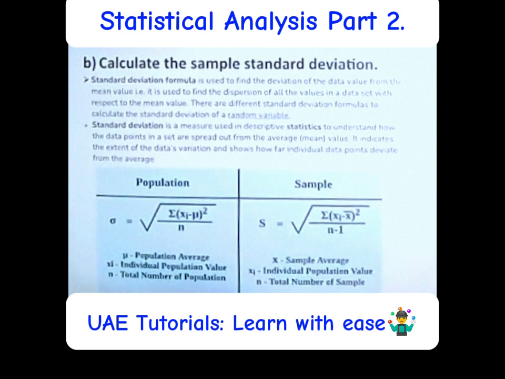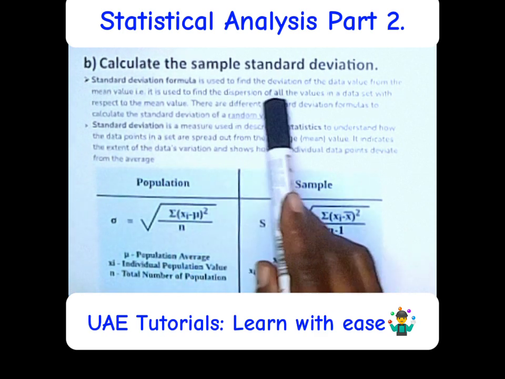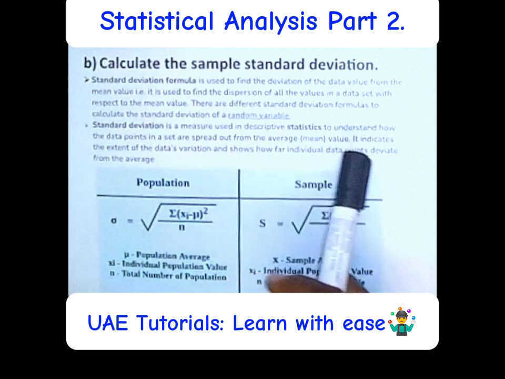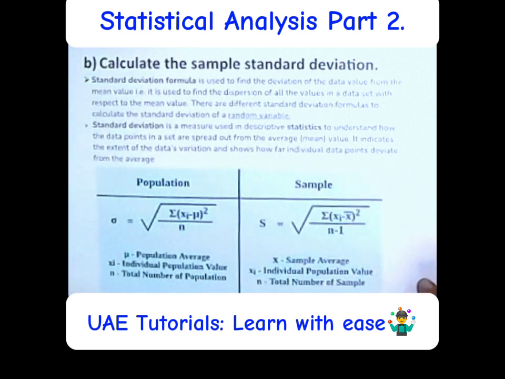Now, what is the standard deviation? The standard deviation formula is used to find the deviation of the data value from the mean value. It is used to find the dispersion of all the values in a data set with respect to the mean value. Remember, we calculated our mean value to be 61. There are different standard deviation formulas to calculate the standard deviation of a random variable. Standard deviation is a measure used in descriptive statistics to understand how the data points in a set are spread out from the average mean.